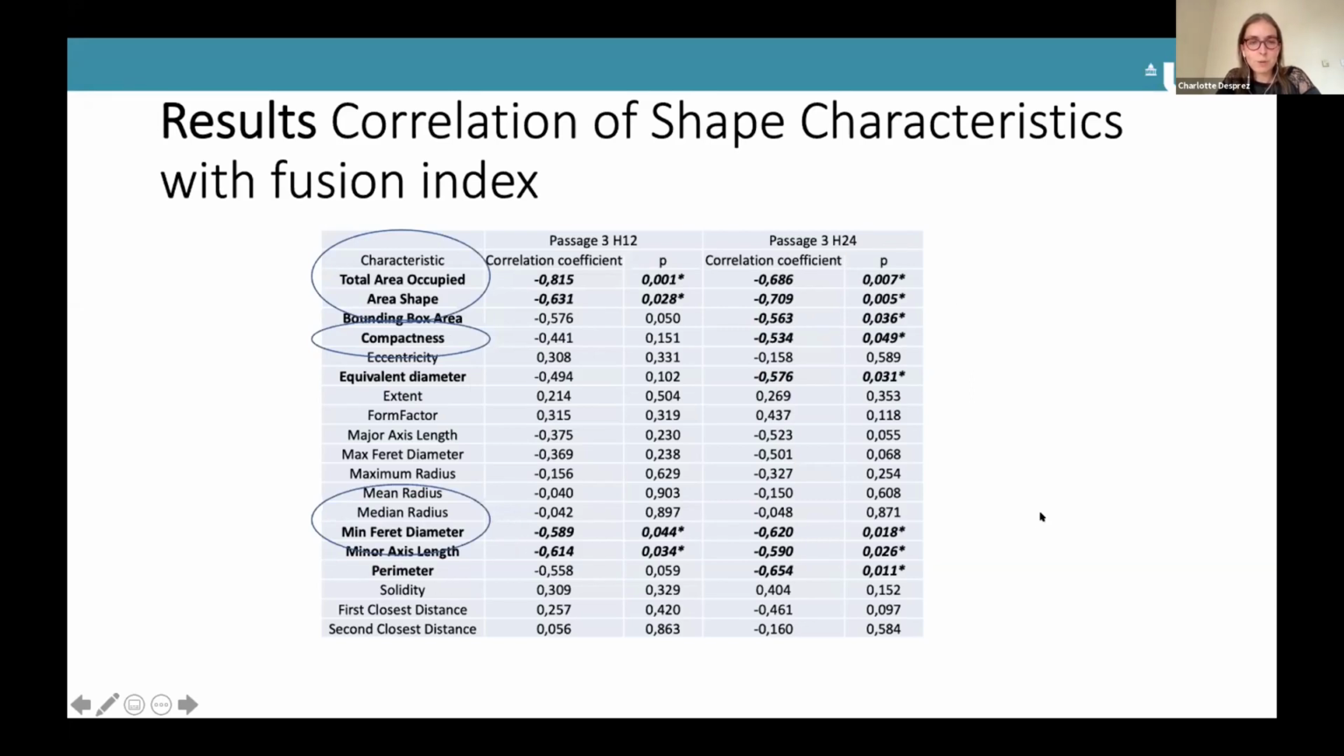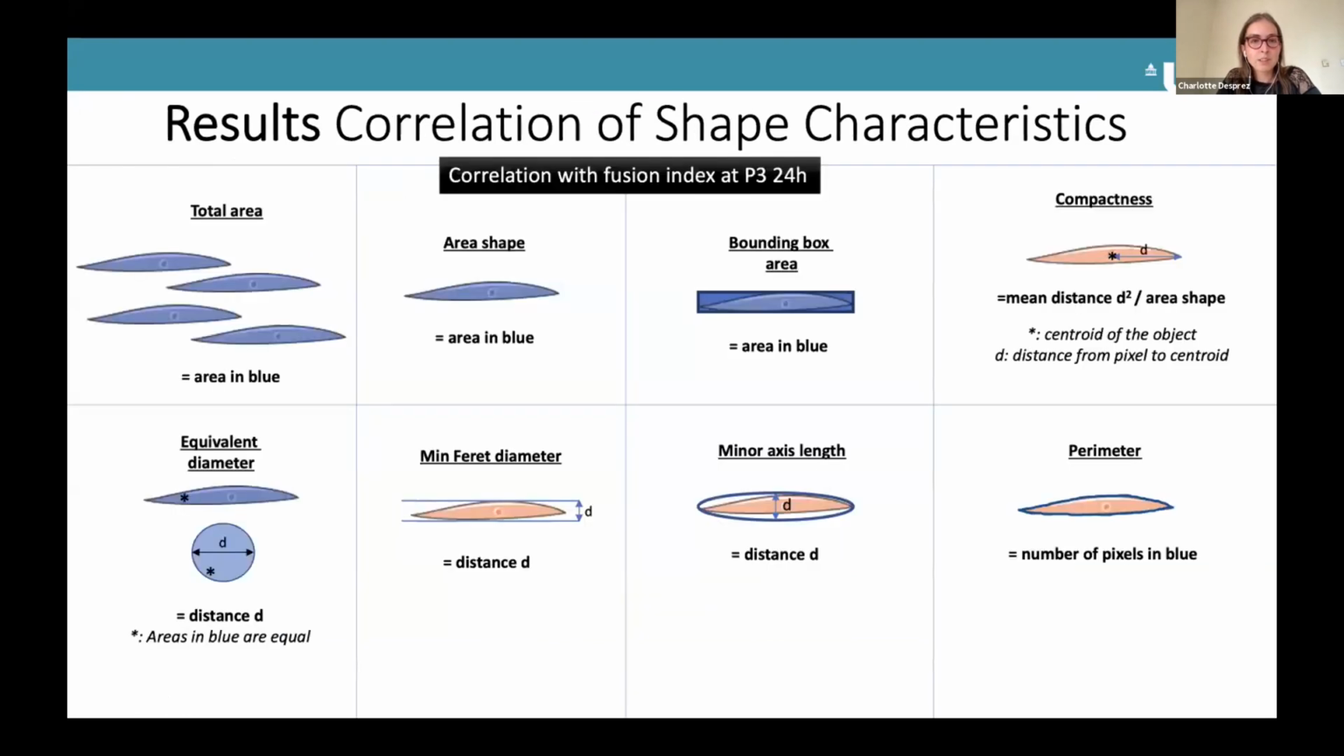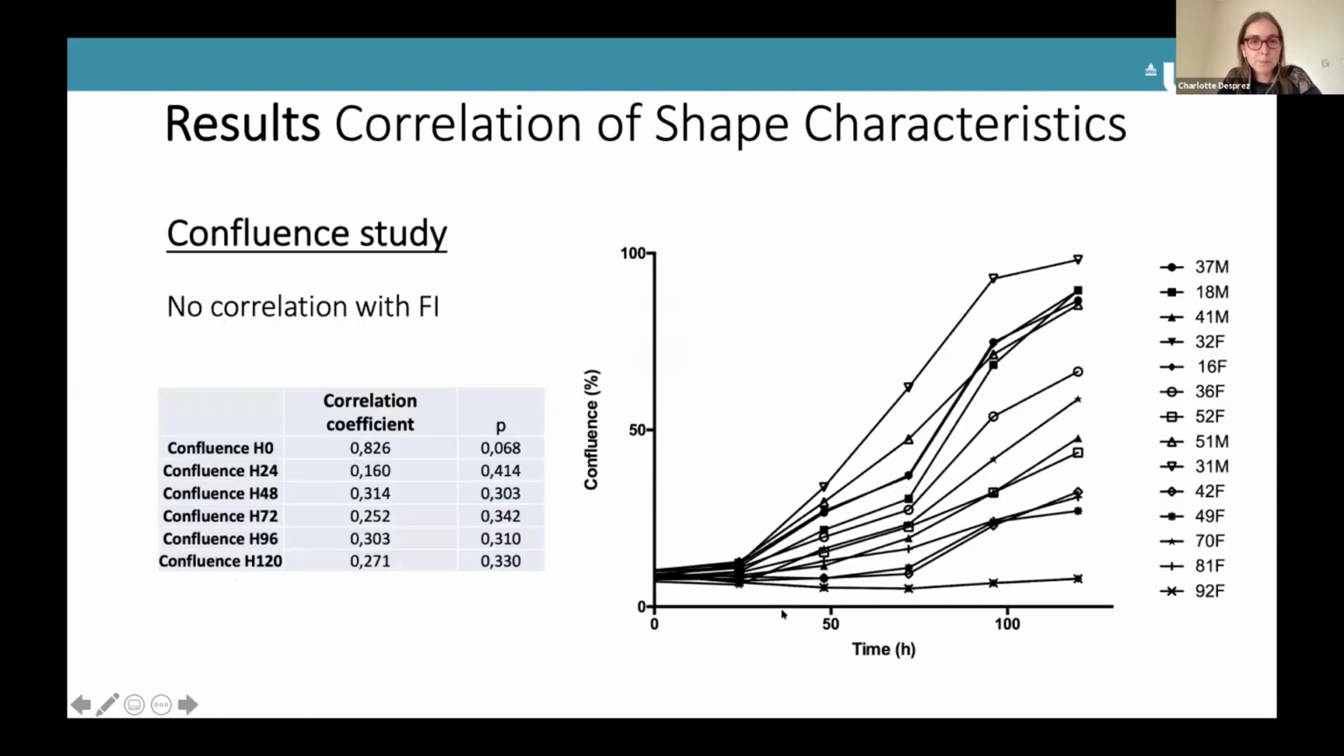So in fact, there was a negative correlation mainly with the surface of the cells and the width of the cells. Here are the features that were negatively correlated, just to show you: the total area, the area shape, the bounding box area, the compactness, and the width of the cells.